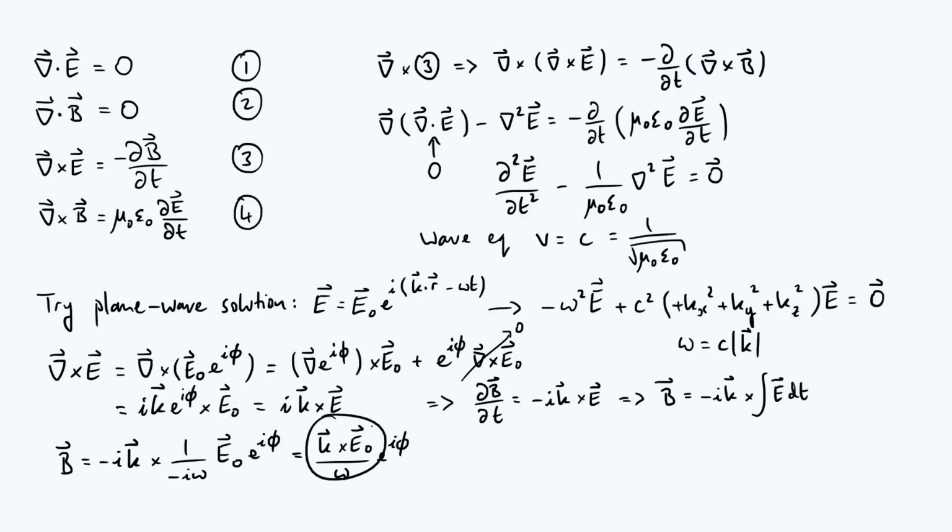Now, k cross e naught over omega, that's just some constant vector. So we could relabel that, and I guess for self-explanatory reasons, I'm going to call that b naught, right? It's like the vector amplitude of our oscillating B field. So let's call that b naught. It's defined as k cross e naught over omega. And so your magnetic field solution looks like b naught e to the I phi. And if we write phi in again, remember it's k dot r minus omega t.